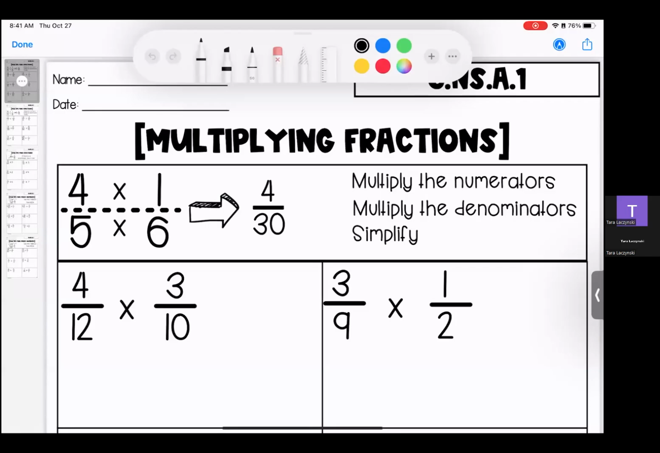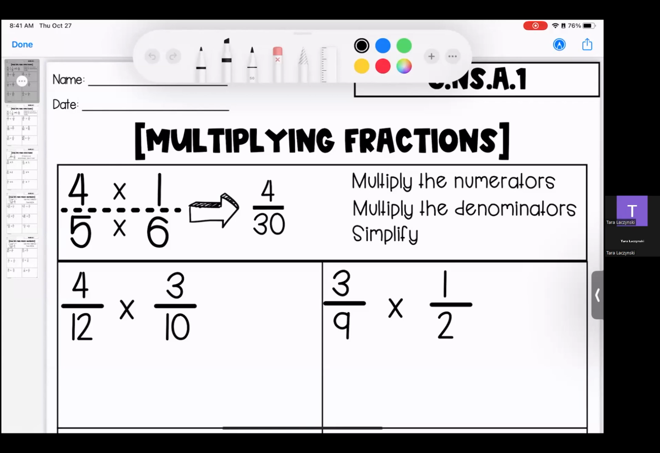Hey, sweet faces. We are taking a look at multiplying fractions this week. And remember, multiplying fractions is pretty cool because it's really like two multiplication problems put together and then simplifying at the end. So let's jump right in.